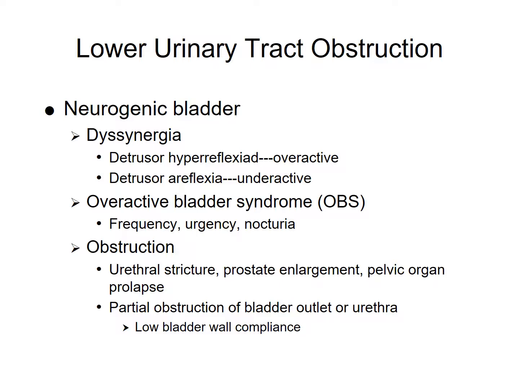But neurogenic bladder, dyssynergia. We have when the detrusor muscle is hyperreflexic, it's overactive. When it's areflexia, it's underactive. Overactive bladder syndrome is increased frequency and urgency, often nighttime urinating. There's some medications that we use to try and help with that. Obstruction, urethral stricture, prostate enlargement, pelvic organ prolapse, partial obstruction of the bladder outlet or the urethra. All of those things can contribute to neurogenic bladder.